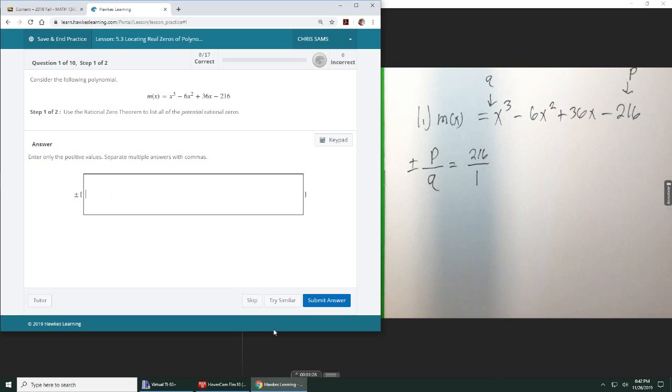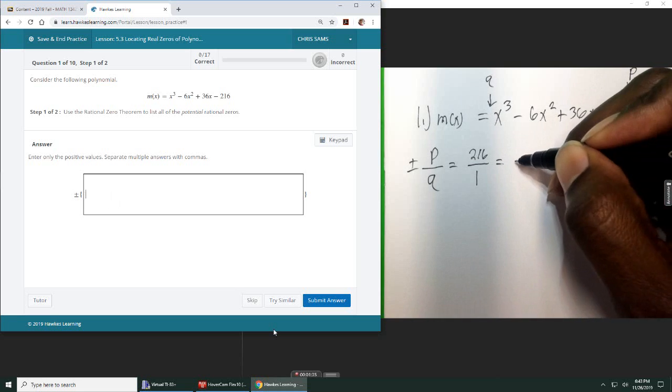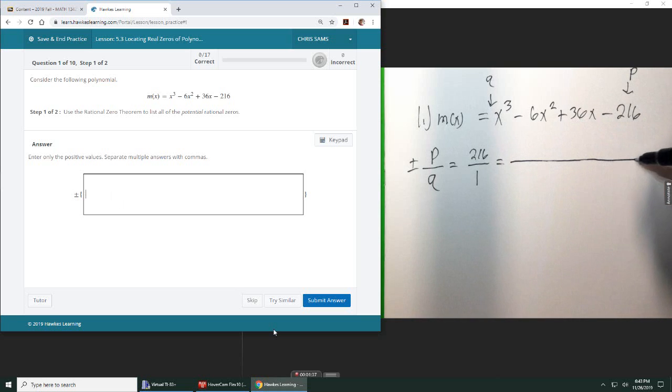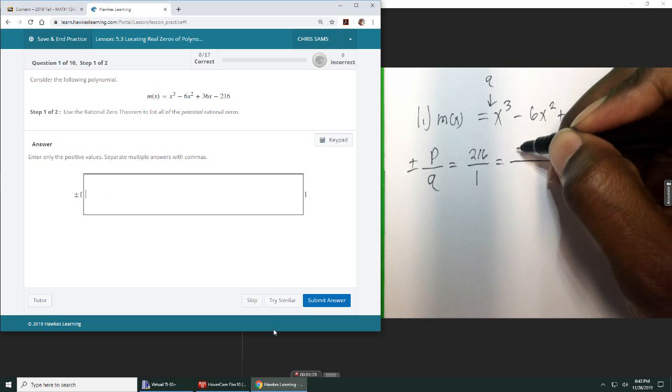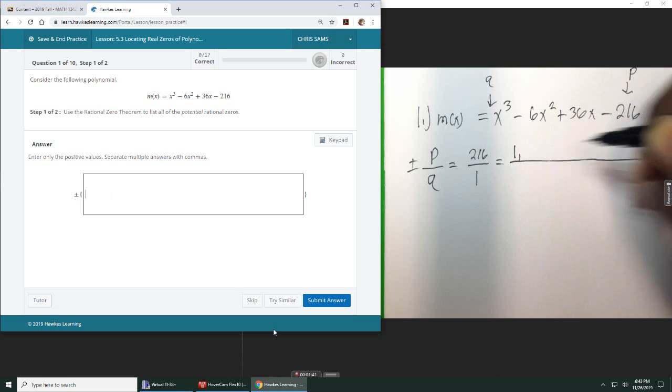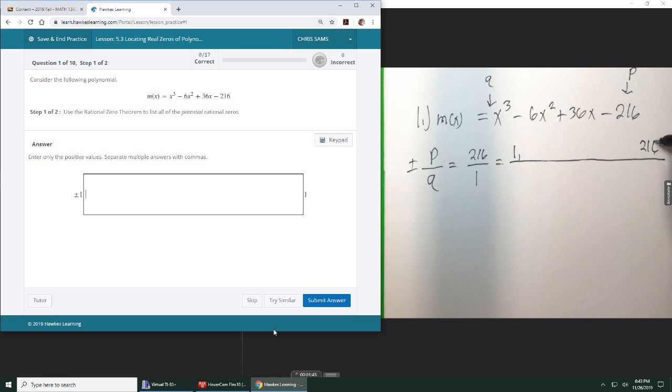Now you can use technology to speed it up. You can use prime factors and list all the factors. You can just divide it up. It doesn't matter how you do it, just as long as you can list them. Okay, so I'm going to list 1 and 216.